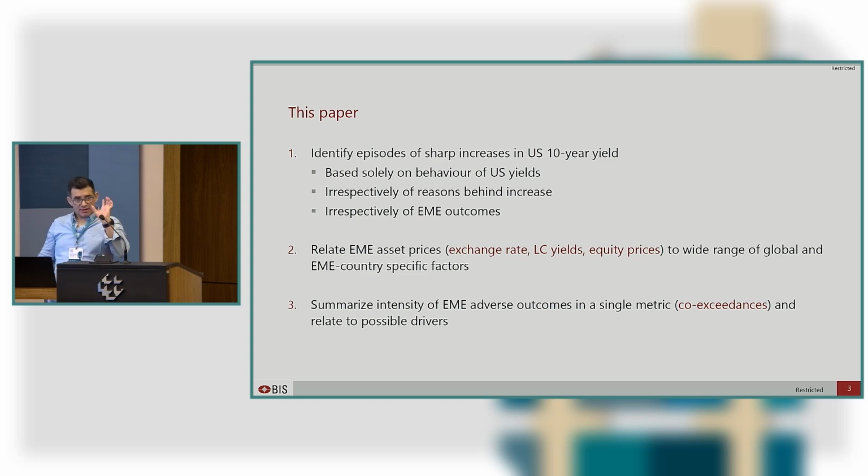We're going to do that asset price by asset price, but we also come up with a way of summarizing the intensity of the negative outcomes to emerging market asset prices into a single metric that we're going to call, following some literature, coexceedances, which is basically the number of negative outcomes, across, for each country in the sample. And we're going to relate these to the possible drivers.